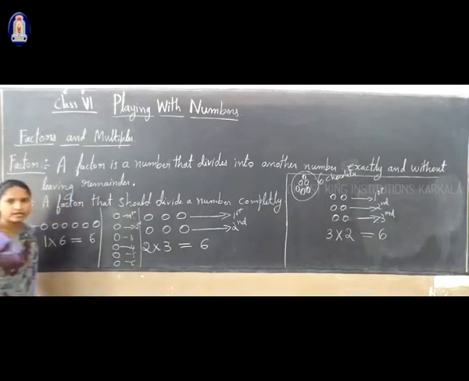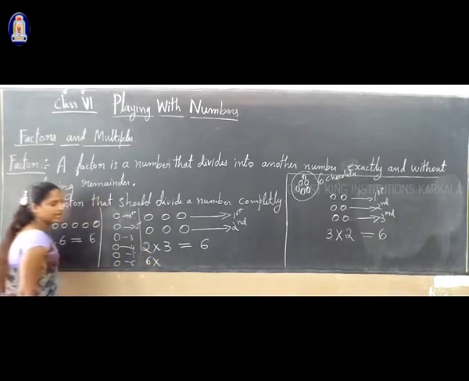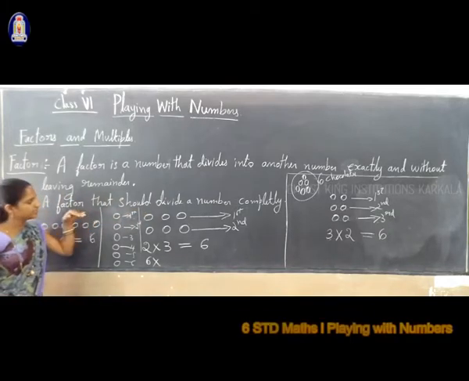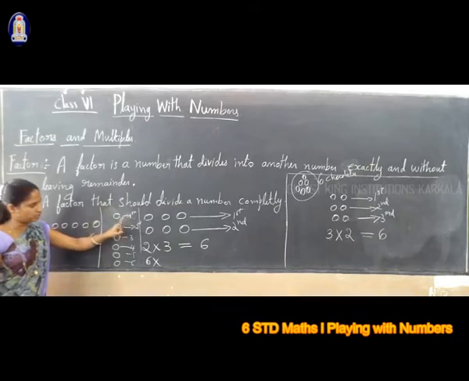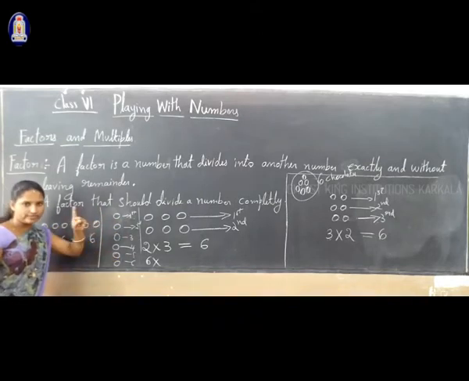6 rows. Okay, how many rows? 6 rows. How many chocolates do we arrange in 6 rows? In the first row, 1 chocolate. Second row, 1 chocolate. Like this. In each of the 6 rows, we arrange 1 chocolate, right?